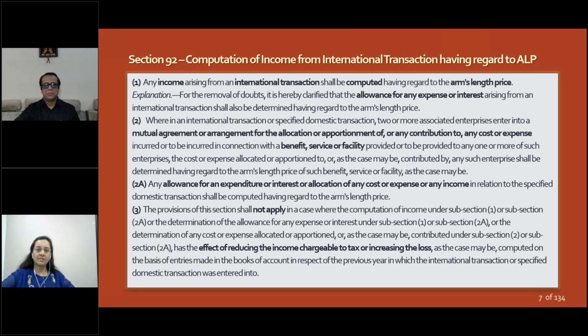Subsequently, as we all know, specified domestic transactions were added to our law. There was a very famous case of GlaxoSmithKline in which the Supreme Court said that if the law wants to include domestic transactions in transfer pricing, it must make an amendment. So subsequent to that, there was an amendment by virtue of which subsection 2A was added for specified domestic transactions. And subsection 3 says when the computation of arm's length price should not be applied. So it says wherever it has the effect of reducing the income or increasing the loss, there they will not apply the arm's length criteria.